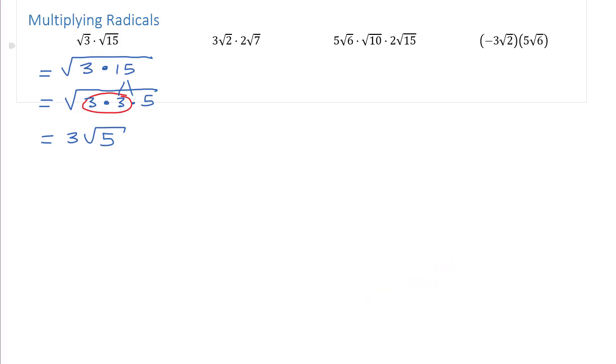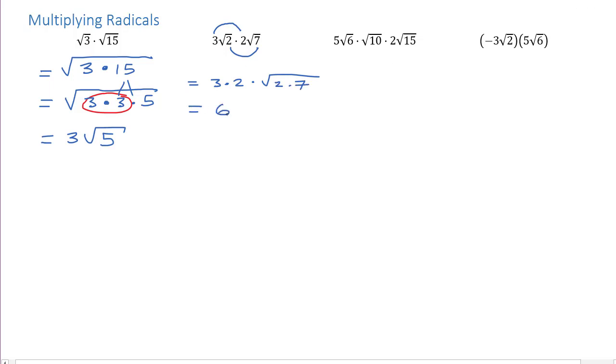Okay, the next example here, we can multiply the numbers out front like normal, and we can multiply the radicands, which are the numbers under the radical. So we can go 3 times 2 and multiply that by 2 times 7 underneath the radical. 3 times 2 is obviously 6. Now, underneath the radical, we have no pairs. So let's just multiply them, and 2 times 7 is 14. Done. That's as simple as that one can get.